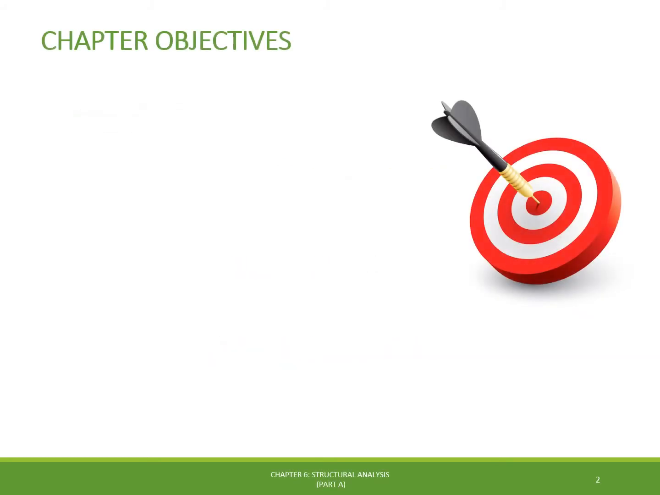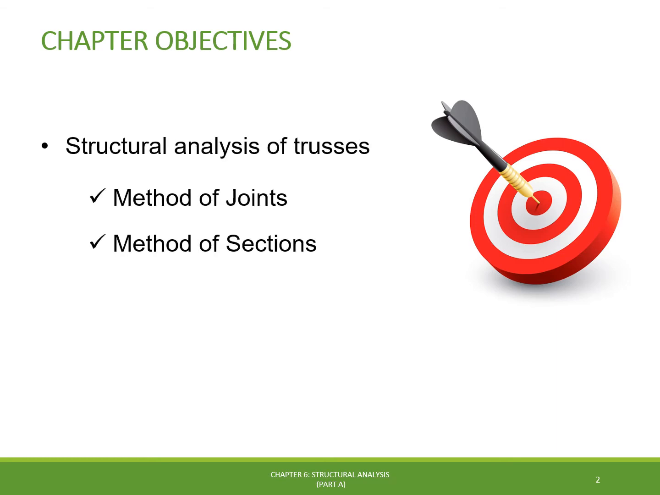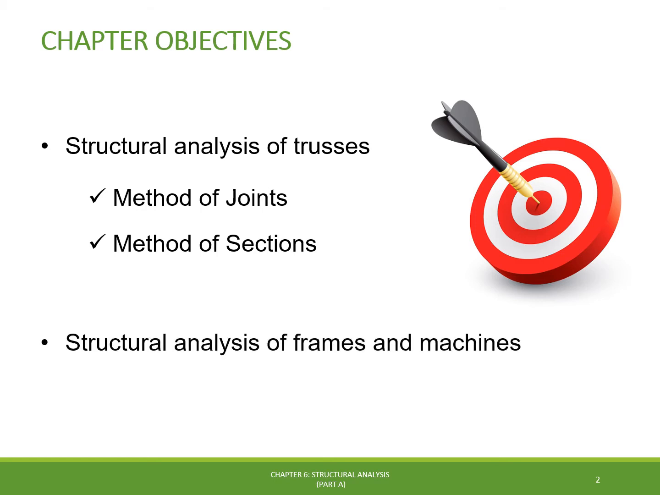For this chapter, we have two main objectives. The first objective is to show how to determine the forces in the members of a truss using two methods, the method of joints and the method of sections. The second objective is to analyze the forces acting on the members of frames and machines composed of pin-connected members.